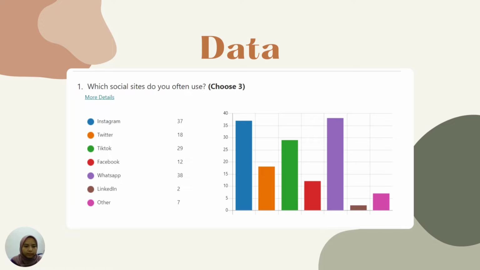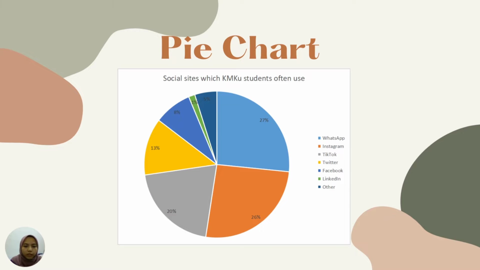And the first question in our survey is, which social sites do you often use? The respondent will choose 3 out of 6 options. And from this survey, we have obtained 143 data in total. From this data, we have built a pie chart which consists of 27% WhatsApp users, 26% Instagram, 20% TikTok, 13% Twitter, 8% Facebook, 5% others, and 1% LinkedIn users.